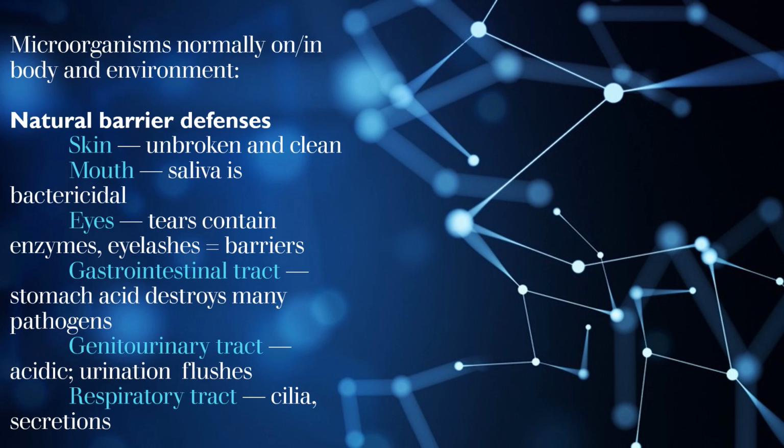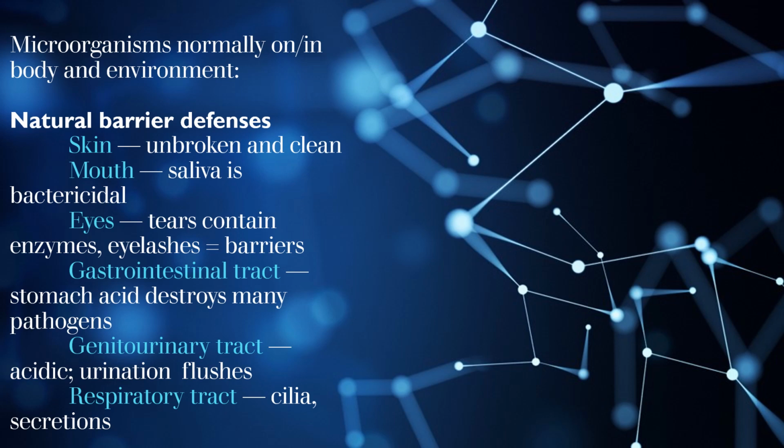So like I said, microorganisms are everywhere, but we have natural defenses against pathogens. Our unbroken skin is a natural defense. We have saliva that can be a natural defense. Our tears rinse out anything. We have eyelashes, or hair pretty much anywhere in your body, that help trap and contain these pathogens. In your GI tract, our stomach acid can break down and kill pathogens.